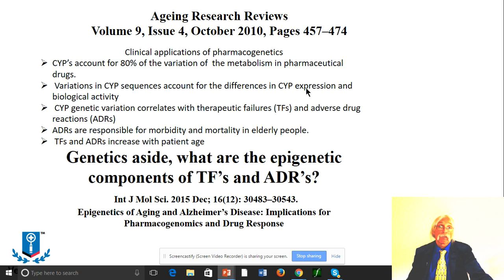Okay? Which, of course, there's obviously some inheritance here for the mutations and for the sequence of specific nucleotides and specific genes for all those cytochrome P450s. But we also know that there's an epigenetic component. And lo and behold, here's a paper. Genetics aside, what are the epigenetic components of therapeutic failure and adverse drug reactions?